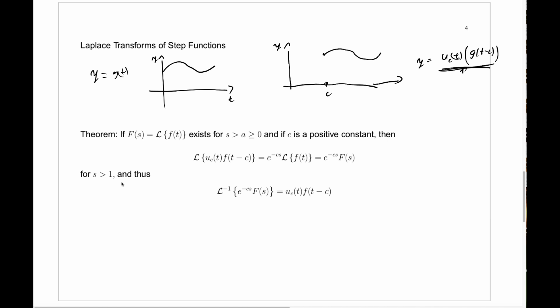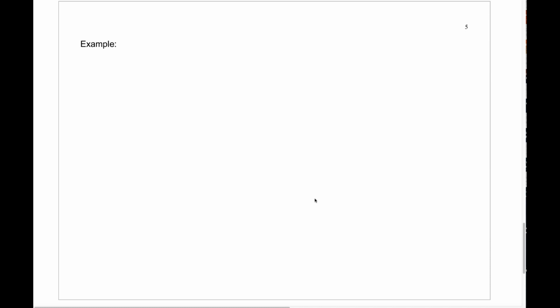And as an immediate consequence of that theorem, if we want to take the inverse Laplace transform of e to the minus cs times some capital F of s, that tells you to use the step function u sub c of t times the inverse Laplace transform of capital F. But the one trick is you have to remember that you don't just take the inverse Laplace transform of capital F itself. That would be little f of t. You have to use a shifted version of it, little f of t minus c. So that's the only thing to be really careful of. Let's look at a simple example.